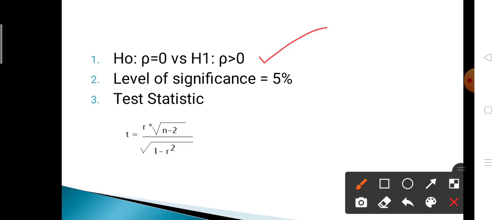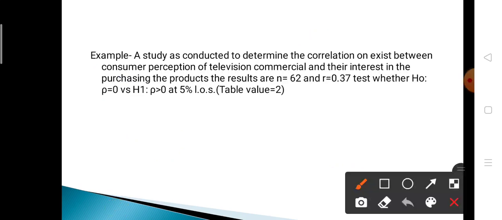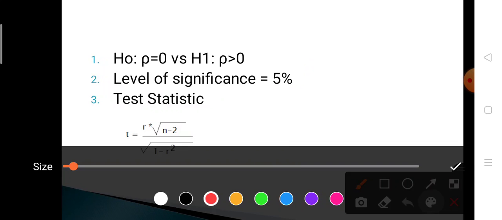So the null and alternative hypothesis given in the example are H0: rho is equal to 0 versus H1: rho is greater than 0. Now the second step is specification of level of significance, and we are given alpha is 5%. Now the third step is the test statistic and its calculation. So what is the formula?